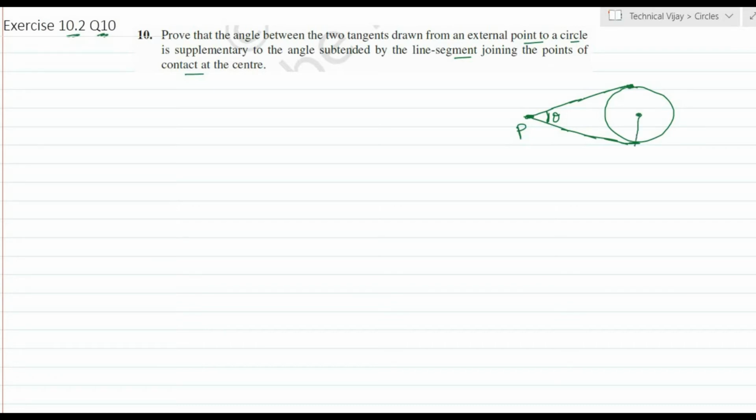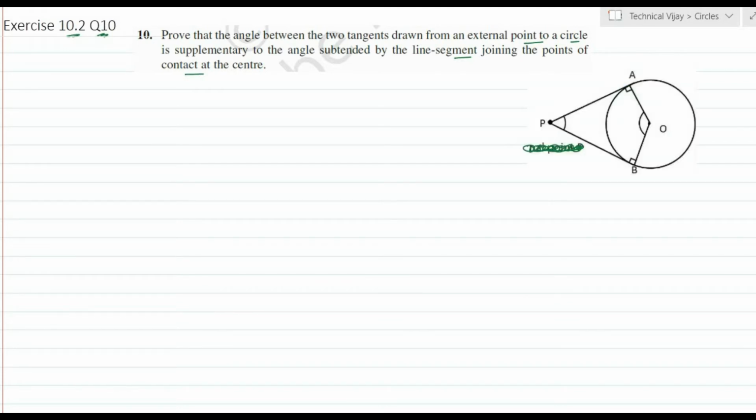This is one line segment joining the point of contact to the center, and from the other point of contact to the center. This angle is supplementary to this angle. Supplementary means what? This angle plus this angle is equal to 180 degrees. So that we have to show, by joining the points of contact.